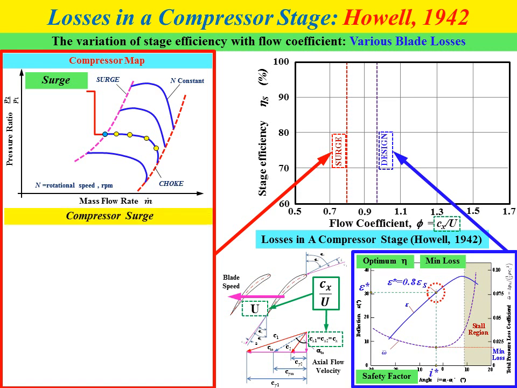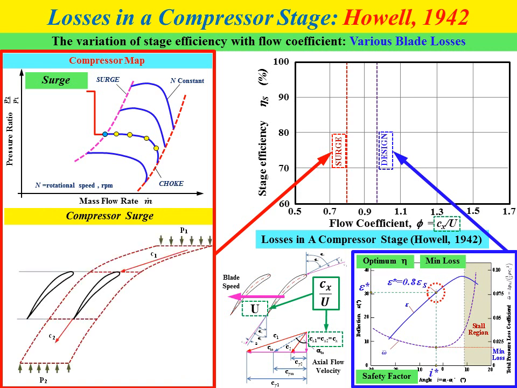In terms of the mechanism of this surging phenomena, we look at this figure. This figure shows an example. We have two identical compressor blades for a rotor. We have fluid flow into the rotor with C1 velocity and coming out from the rotor with C2 velocity. We have inlet pressure P1 and also outlet pressure P2.